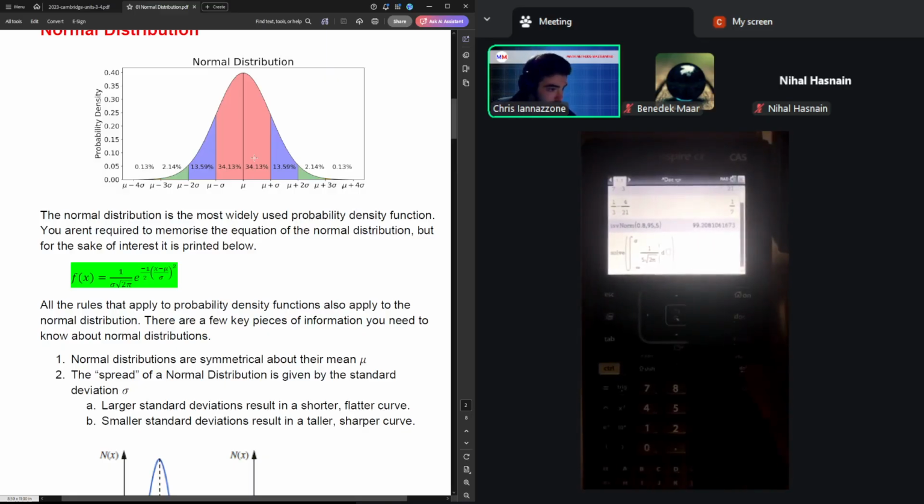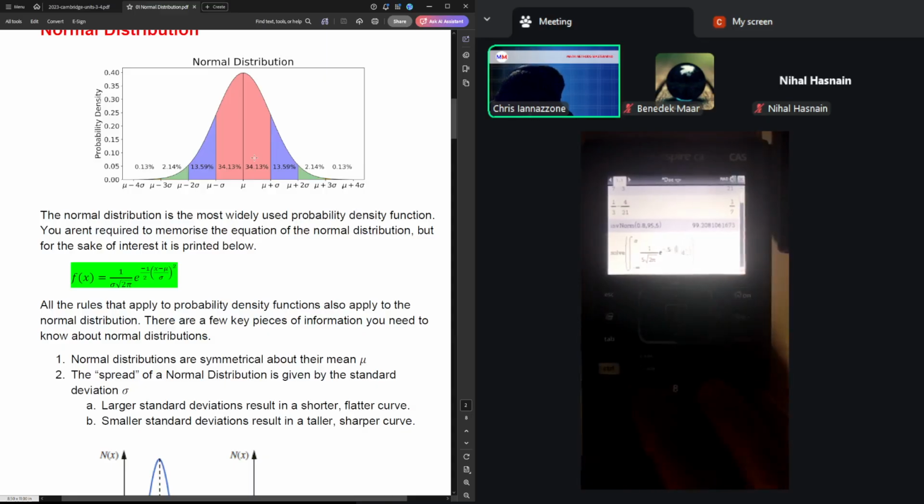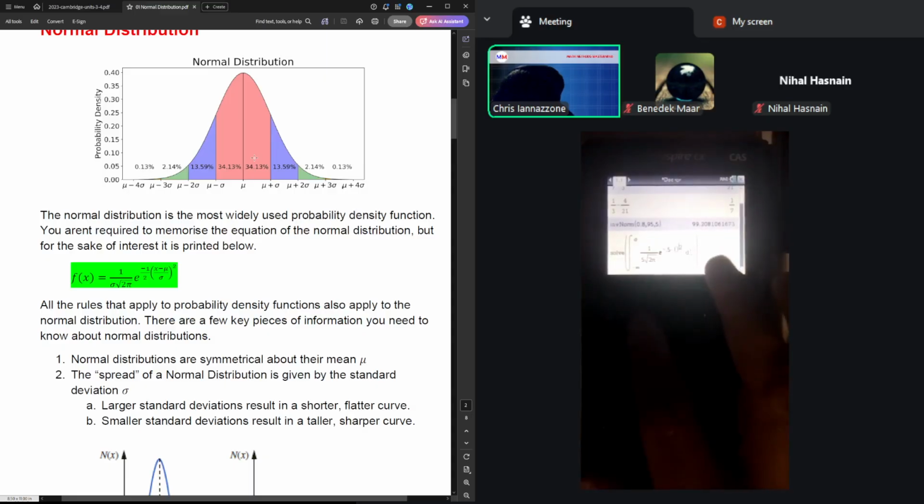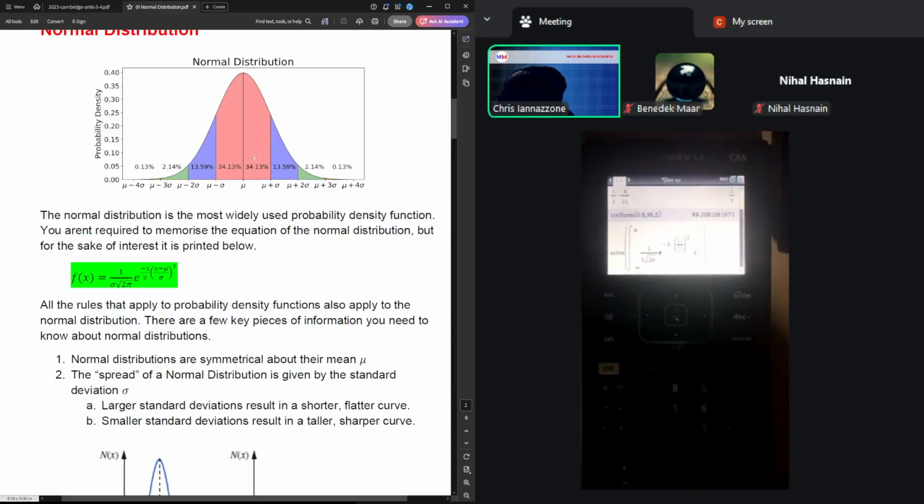1 over root 2 pi, e to the minus half times all of this squared, x minus the mean of 95, over the standard deviation of 5, dx is equal to 0.8, comma a. And let's just pray the CAS doesn't brick. Worst case scenario, I can just hit the reset button and it'll get there eventually.